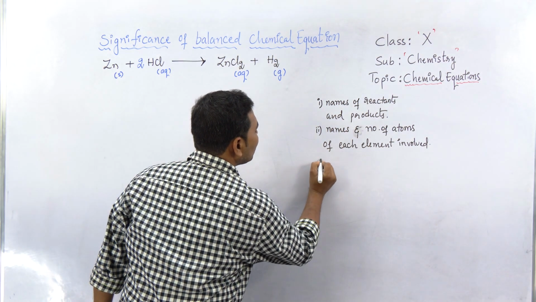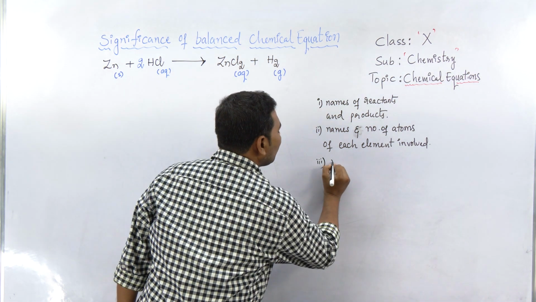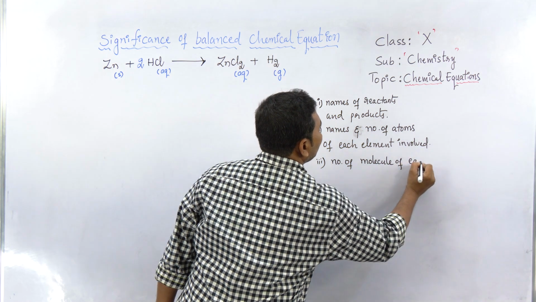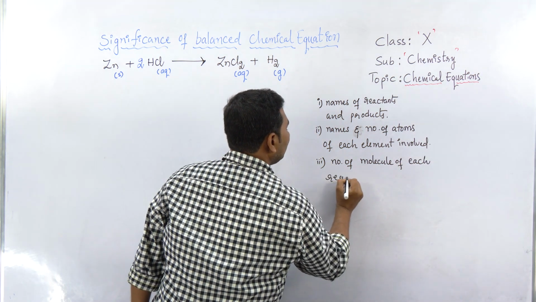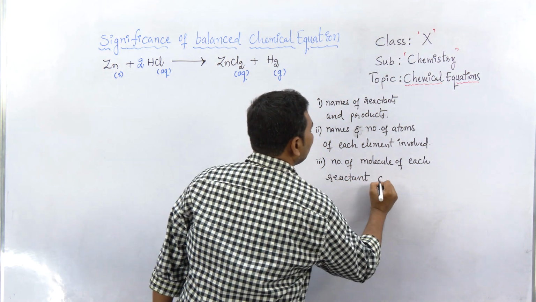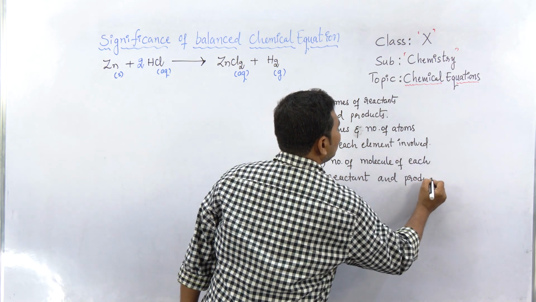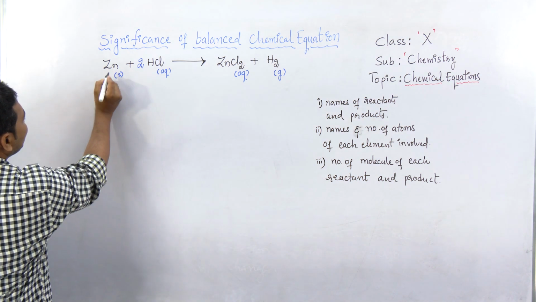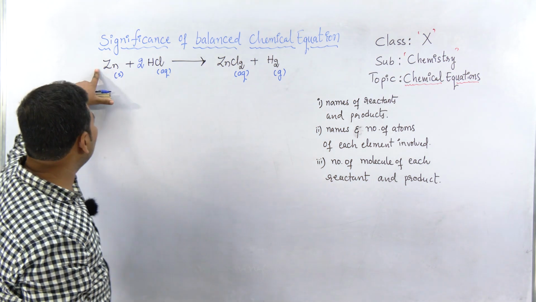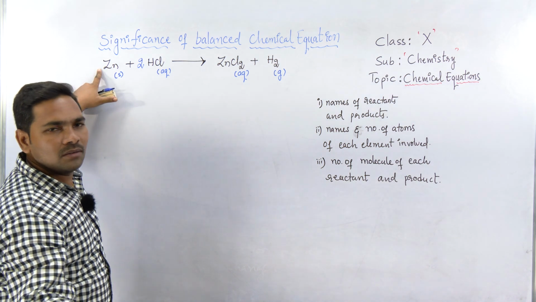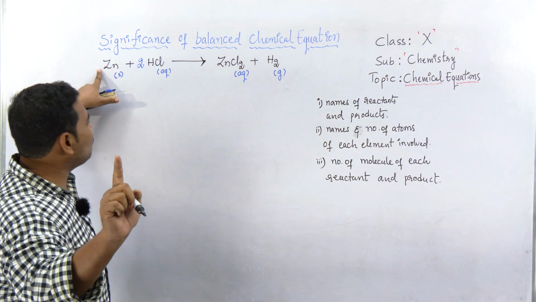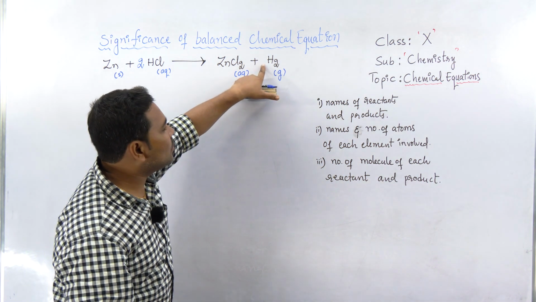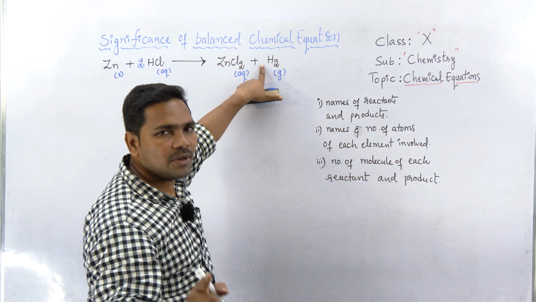And the third thing we understand is the number of molecules of each reactant and product, which can be understood from the balanced chemical equation. So here from this equation, I write zinc. We have to look at the coefficient. What is the coefficient here? There is no number, which means what we understand? We understand there is 1. Here the coefficient is 2. There is no number here, which means 1. And here there is no coefficient. We imagine it is 1.